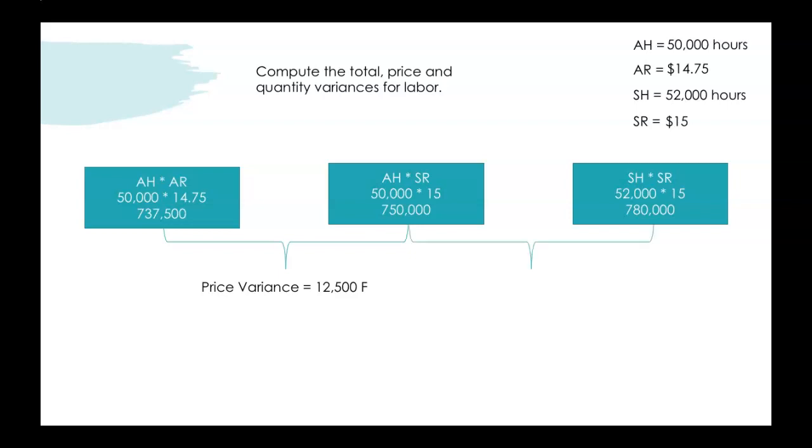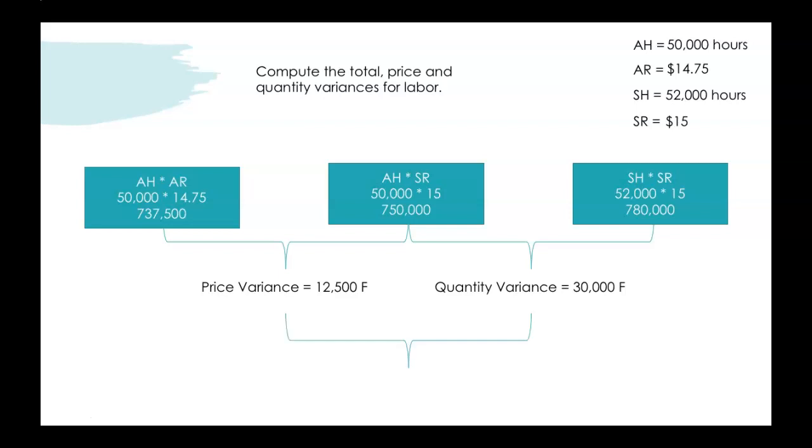Now our quantity variance is 30,000, and once again this is favorable. What makes this one favorable? Well, we expected to need to have 52,000 hours of labor this month. We truly only needed 50,000. So we didn't need as much labor, so our quantity variance is favorable.